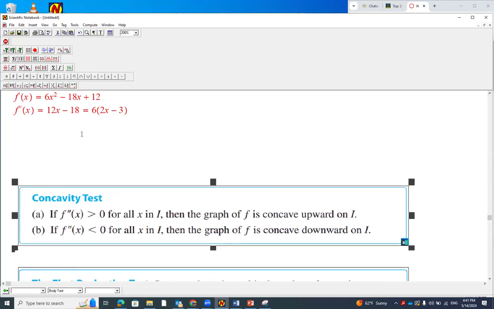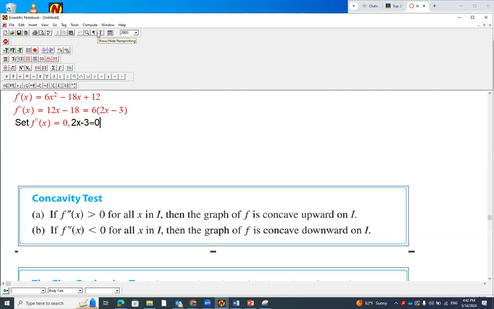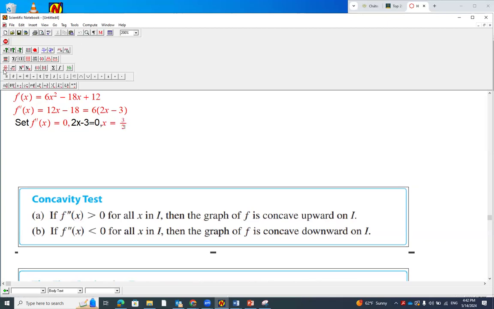So we just need to know the sign of second order derivative, right? And when does second order derivative equal 0? Because before 0, after 0, that's where sign changes. So we set second derivative equals 0. When we set this equal to 0, what we get is 2x minus 3 equals 0. And consequentially, x equals 3/2.